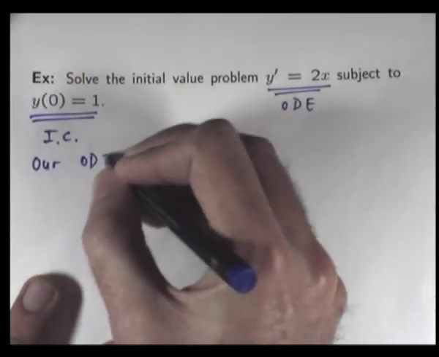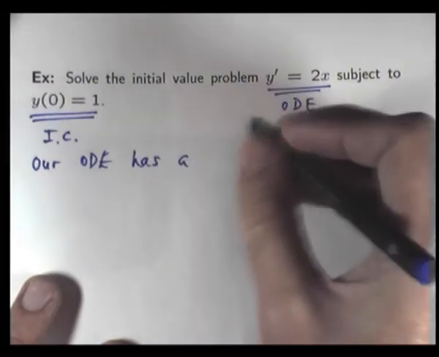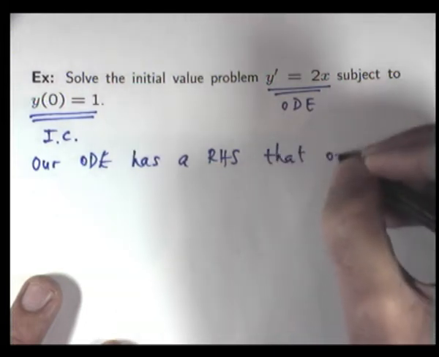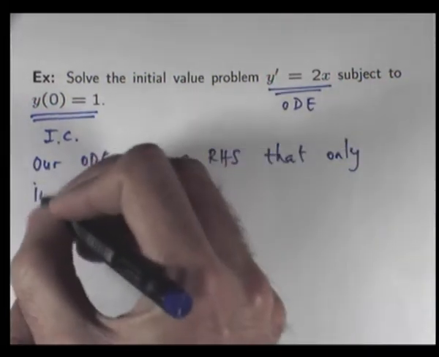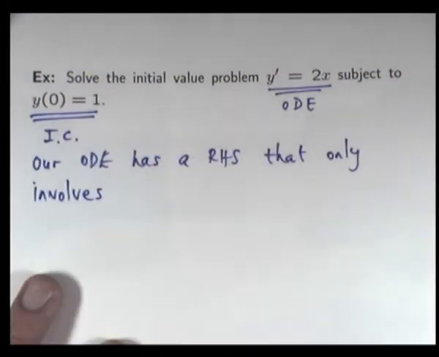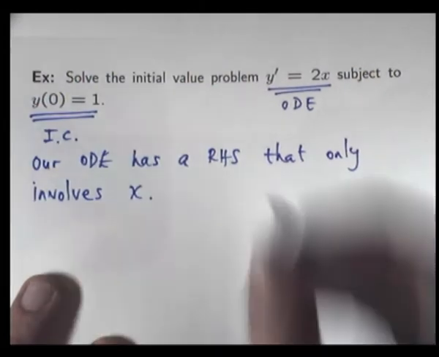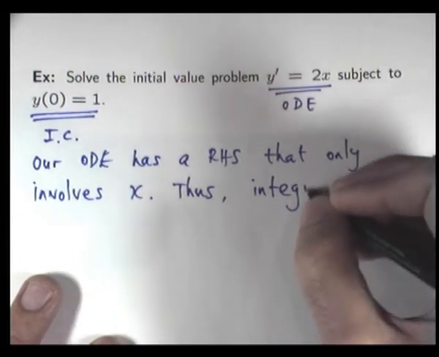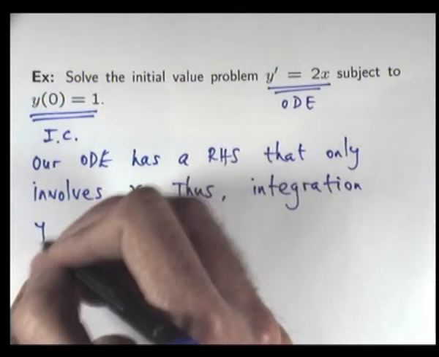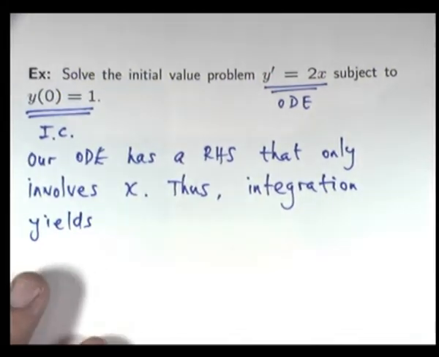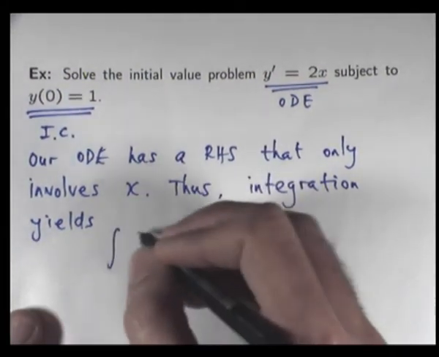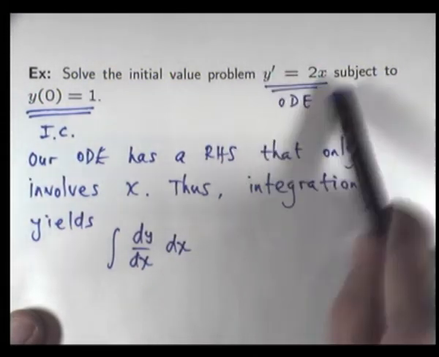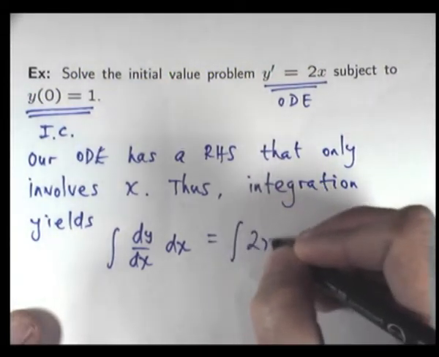Our ODE has a right-hand side that only involves the independent variable x. Thus, integration yields the following. So what I'm going to do is integrate both sides of this ODE with respect to x.